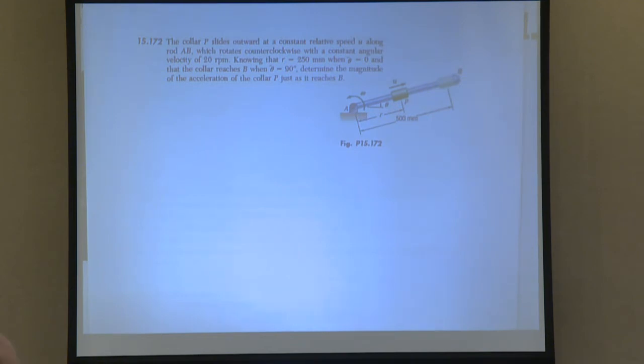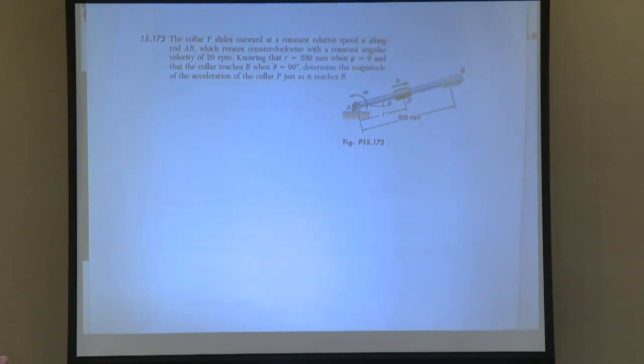And so whenever it rotates upwards, it sends that thing sliding along the surface. Can you guys kind of imagine that? As it rotates up, the centripetal acceleration is going to cause it to move along the surface. And it says that the collar reaches B when theta equals 90. So then it says find the magnitude of the acceleration of the collar P just as it reaches B.